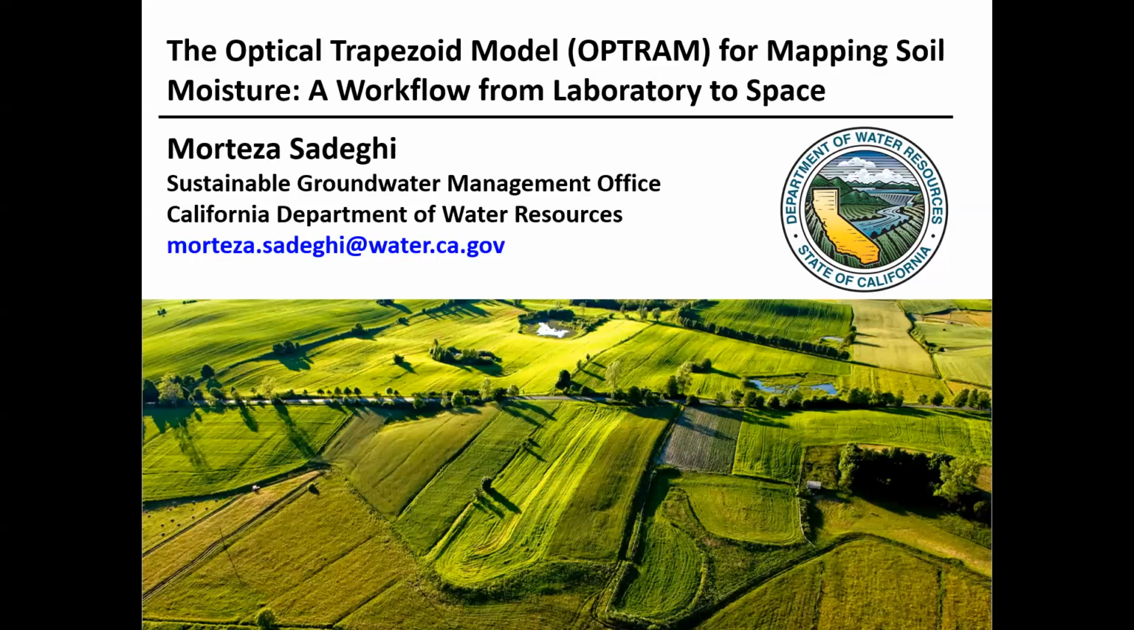So as you mentioned, today I'm going to talk about the optical trapezoid model, or OPTRAM, for mapping soil moisture at larger scales using satellite data. The initial idea of OPTRAM was developed at the laboratory. So that's why today I'm going to talk about the story, how this model was developed, how we started from the idea in the lab, and how we expanded the idea to the large scale.